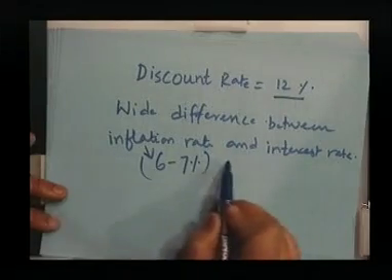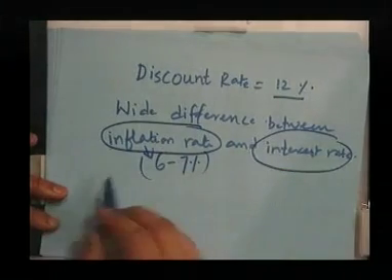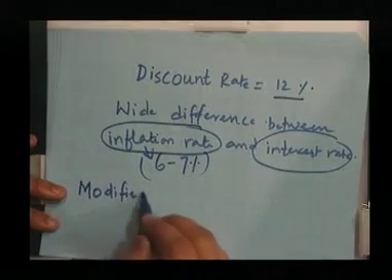But then the rate of inflation depends on a number of factors: the cost of crude oil or the price at which you are importing it, and the crops that you have generated for a particular year. Other factors also influence it. Right. So, if there is a wide difference between these two rates, inflation rate and interest rate, then we use a modified formula to calculate the discount rate.